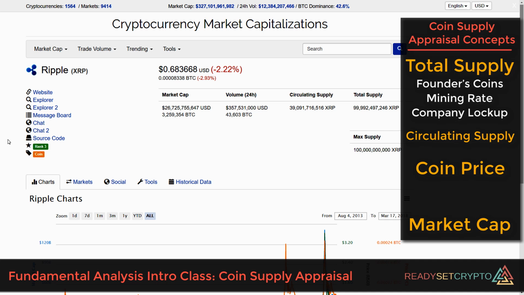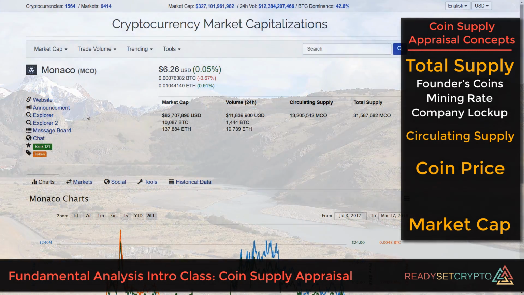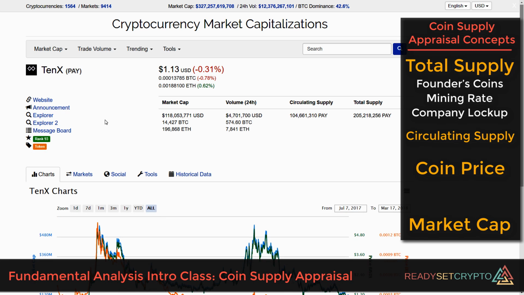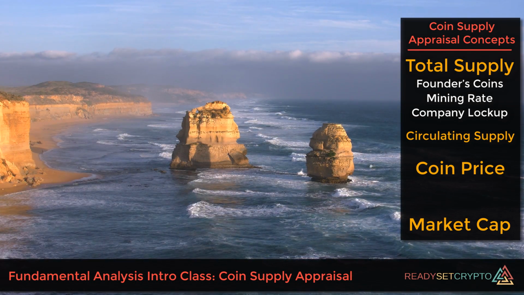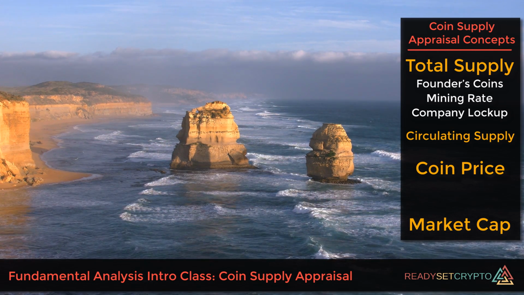Another point here is that a coin with a small circulating supply is likely to rapidly increase in price much faster than a coin with a large circulating supply. For example, it's much easier and faster for a coin like Monaco with 13 million circulating supply to reach $25 per coin than a coin like 10x, which has a circulating supply of 104 million. The price jump tends to be quicker. Generally, changes in circulating supply precede a price change. Usually, a bigger circulating supply indicates a lower price, and a smaller circulating supply leads to a higher price.